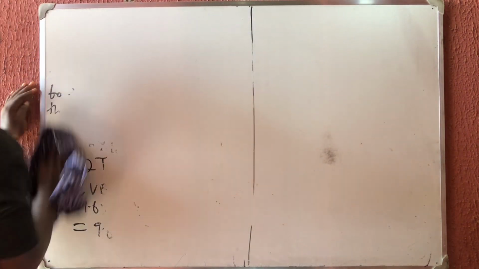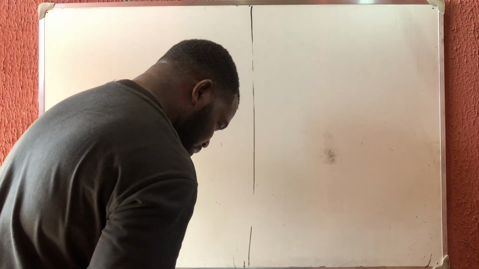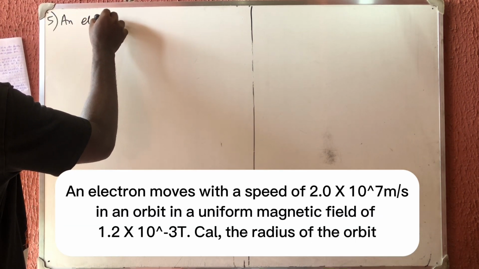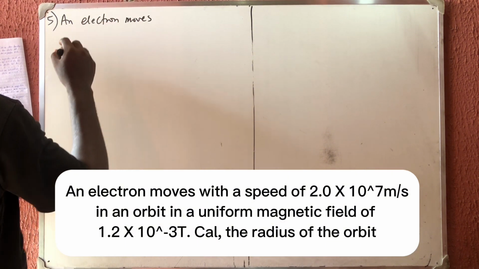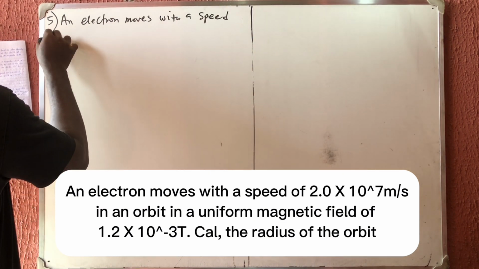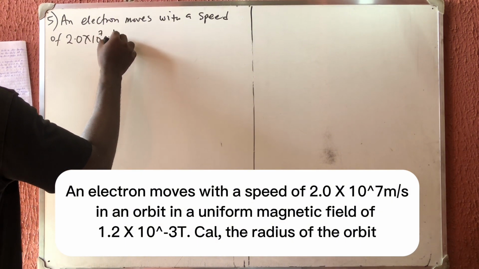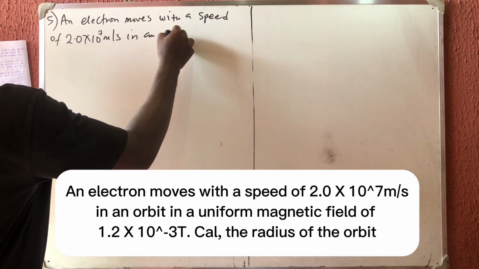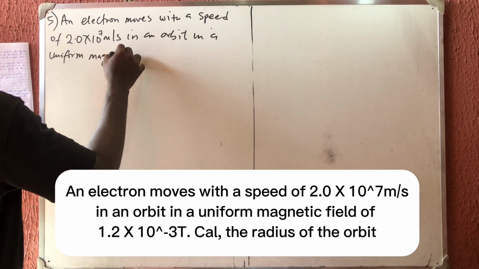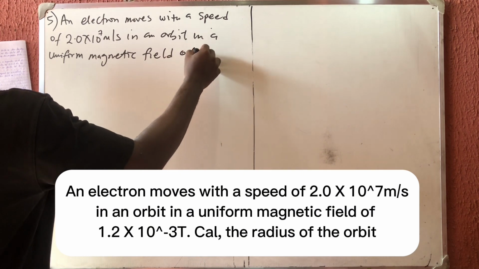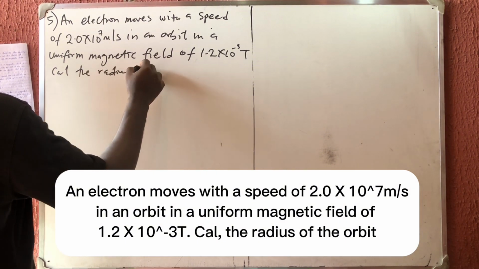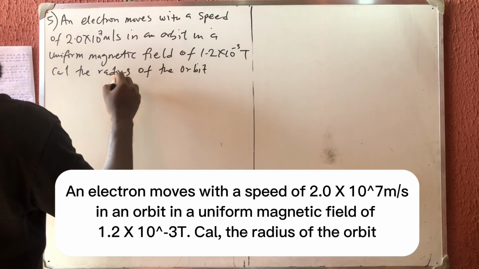We're going to solve just 10 questions. Question number 5 said that an electron moves with a speed of 2.0 times 10 raised to power 7 meter per second in an orbit in a uniform magnetic field of 1.2 times 10 raised to power minus 3 T. Then calculate the radius of the orbit.